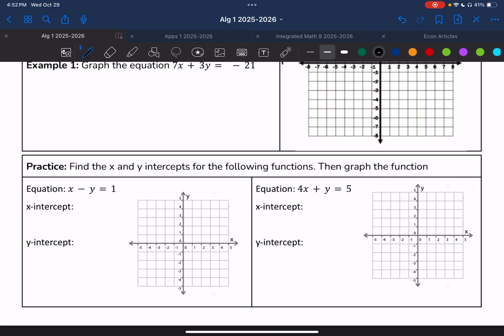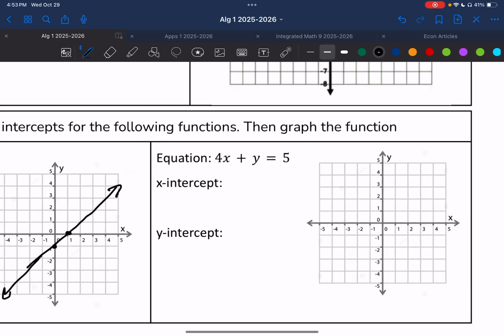So for the x-intercept here, I'm going to set y equal to 0. So I'm going to get x minus 0 equals 1, meaning that x is 1, meaning that my point is 1, 0. And then over here for the y-intercept, I'm going to set x equal to 0. So we have x minus y is equal to 1, meaning negative y is equal to 1, meaning that y is equal to negative 1. I can put that there. You can connect those two points.